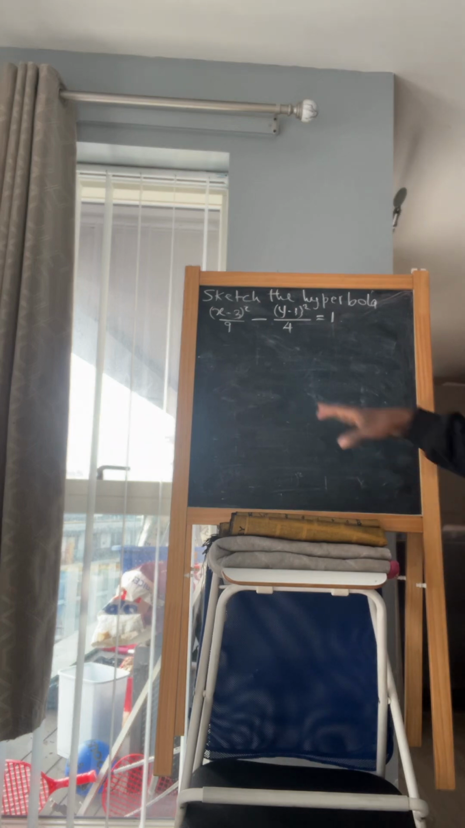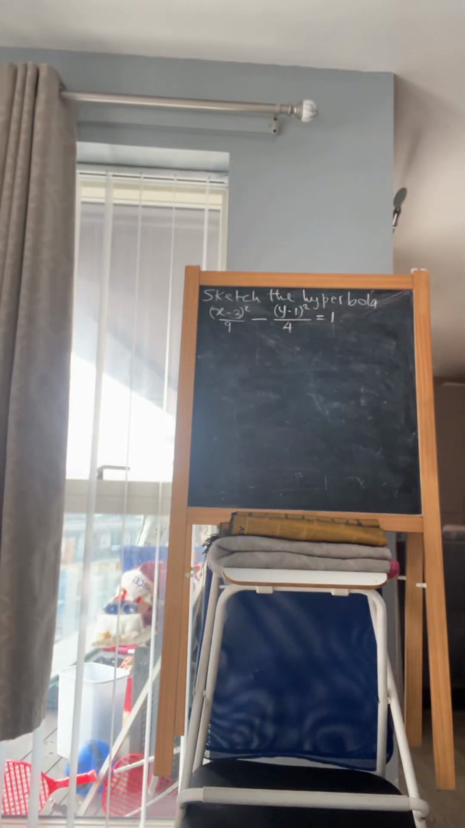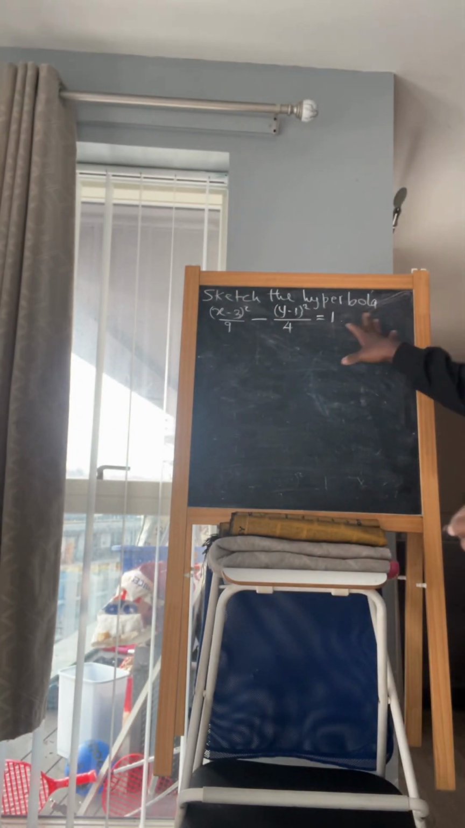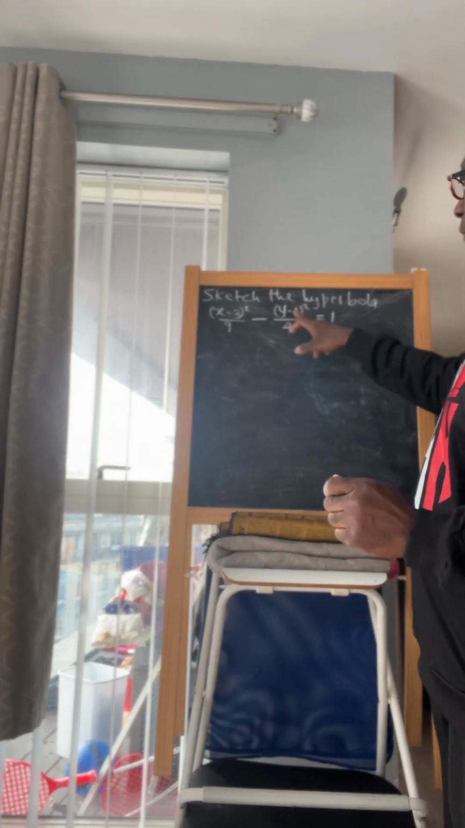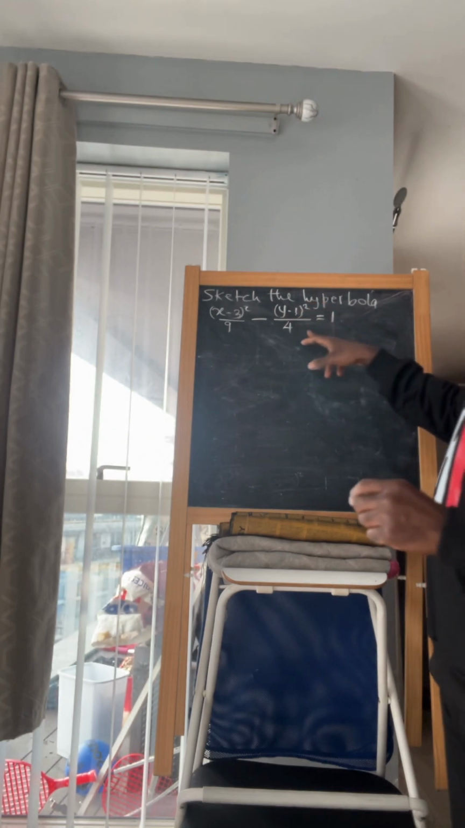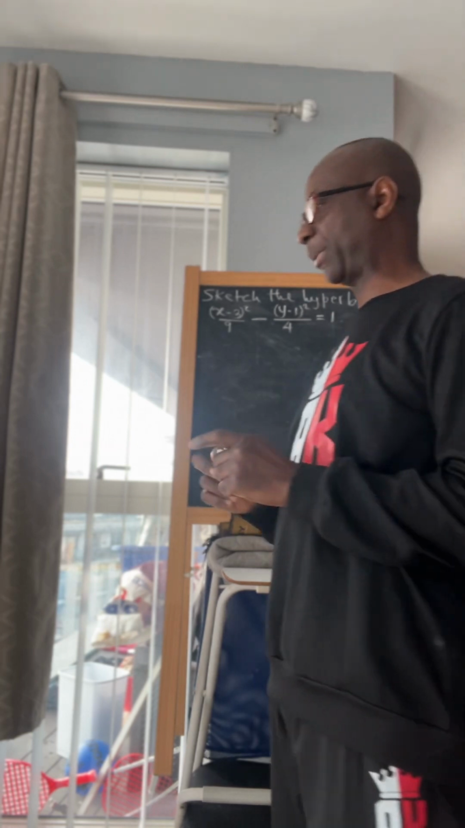Today we are going to look at sketching a hyperbola problem. Here we are just asked to sketch the hyperbola (x minus 3) squared divided by 9 minus (y minus 1) squared divided by 4 equals 1. And this is: sketch this hyperbola.